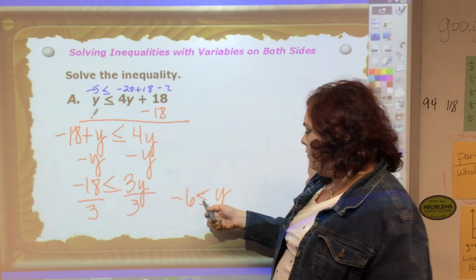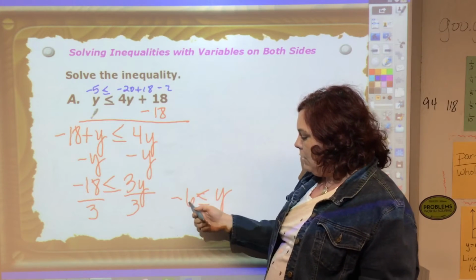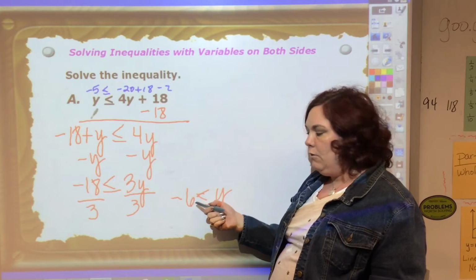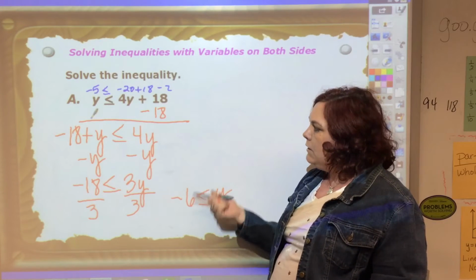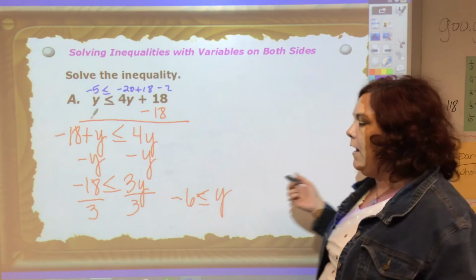I just used a number. I could have used the equal to, but if it's not equal to, then I don't want to use equal to. But I use a number that's easy to multiply or divide.